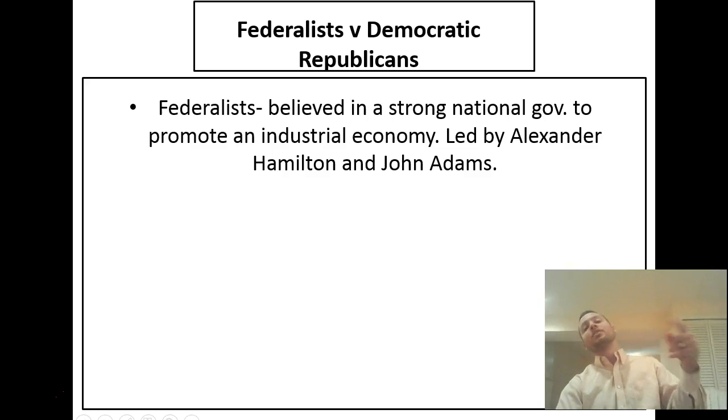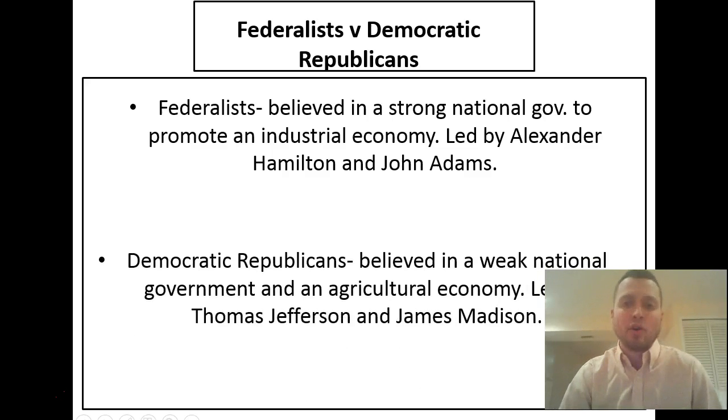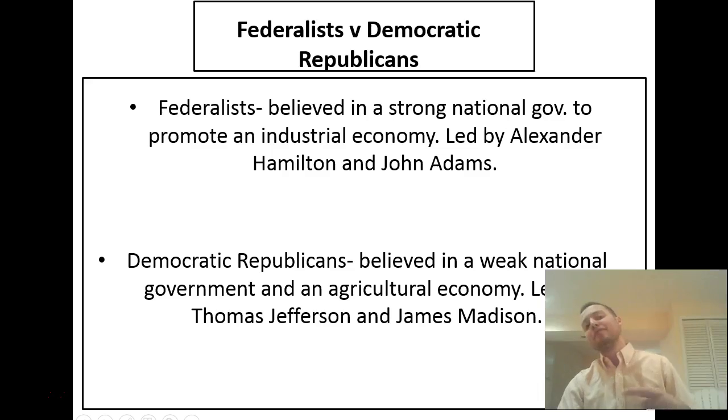Now, on the other side of the Federalists were the Democratic Republicans. They believed in a weak national government, not strong, but weak, and an agricultural economy. They wanted a farm-based economy. They didn't want big business, big industry, and a big bank. They were led by Thomas Jefferson and James Madison. Those are your two first big political parties. Pause me if you still want to write, but if you're good, I'm good.